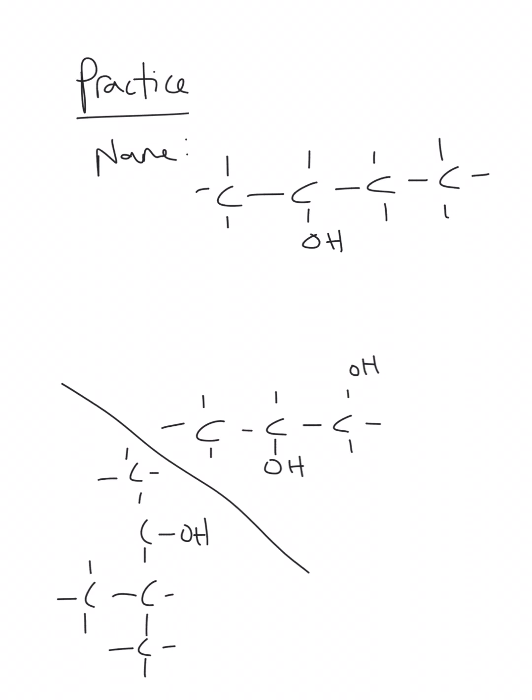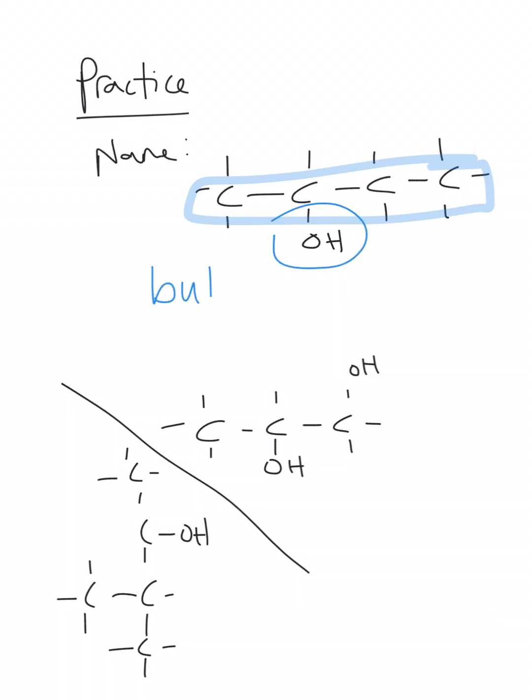Alrighty, a little bit of practice here. So the first one, let's come up with the name for the one at the top. We have the longest run as 4, so we know that's going to be a but-, meth, eth, prop, but. Alright, so we know this is going to be some kind of a butanol. What carbon is the hydroxyl group on? It's on carbon 2. So it's going to be butan-2-ol. That's how you would do that.